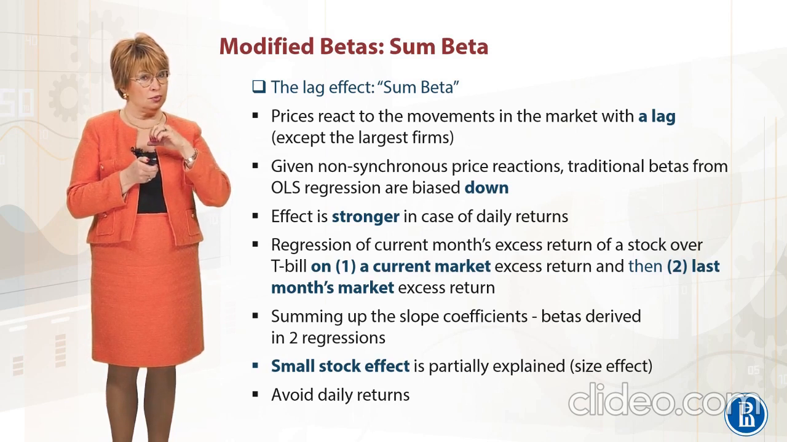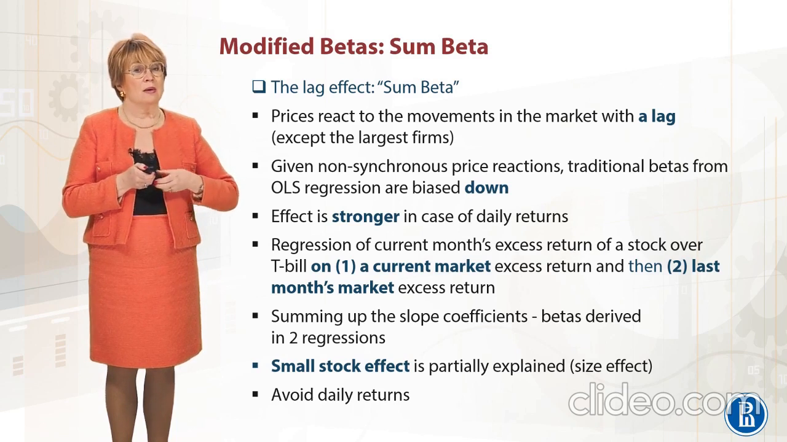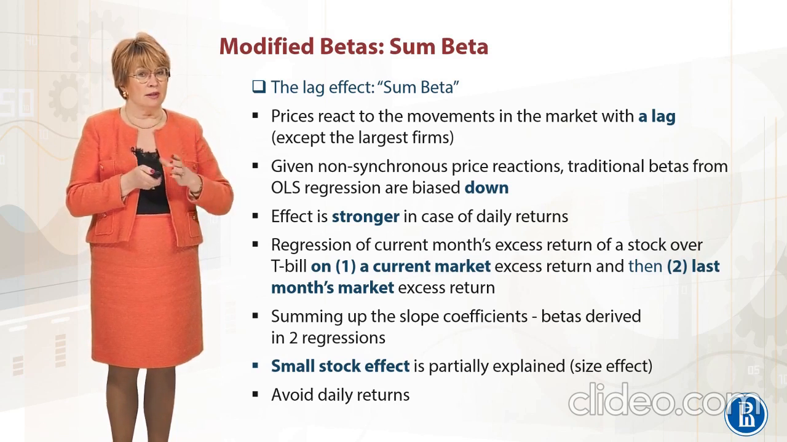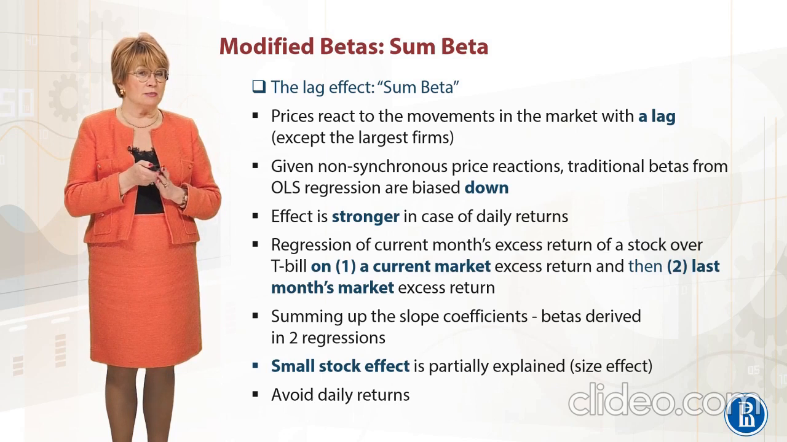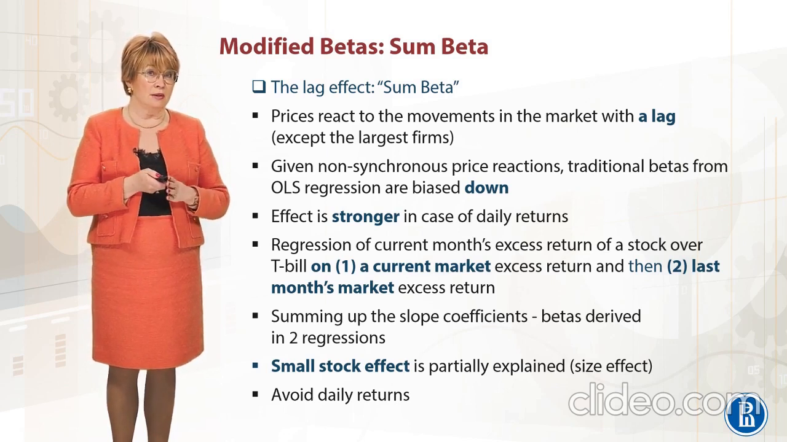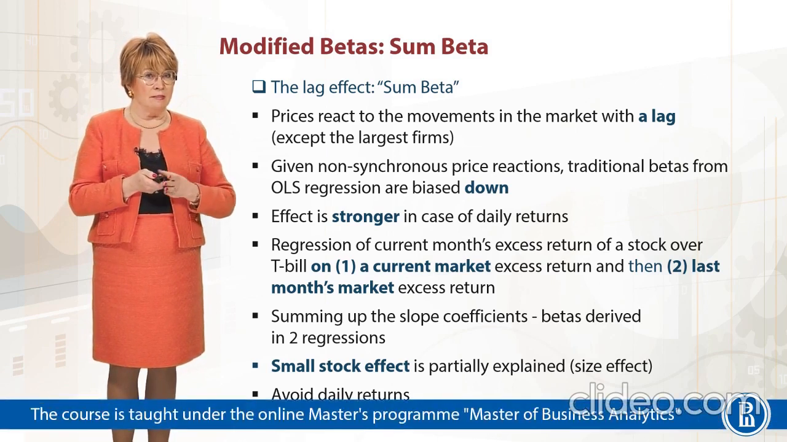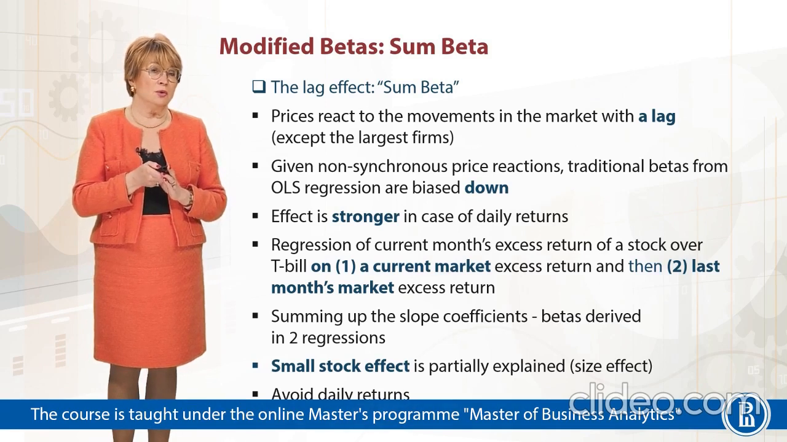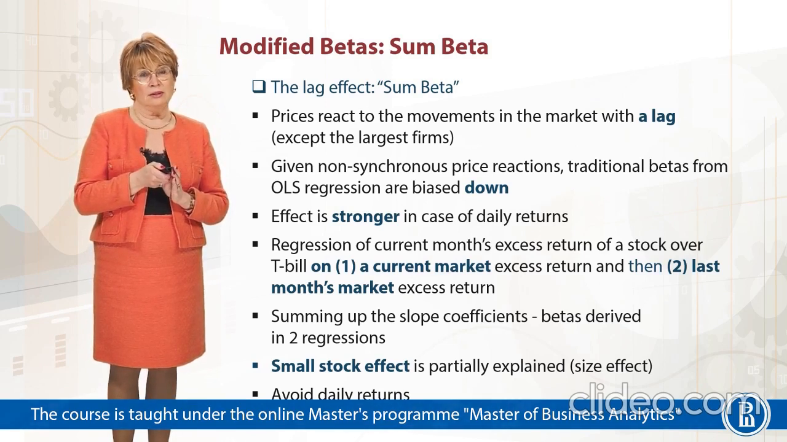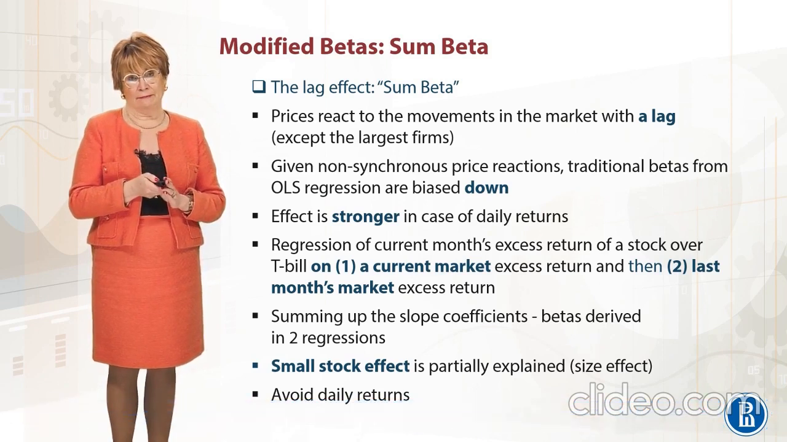And the researchers will state that the small stock effect could be partially explained if we apply this approach with the lagged beta or sum beta. And that is the so-called modified beta or lagged or sum beta.